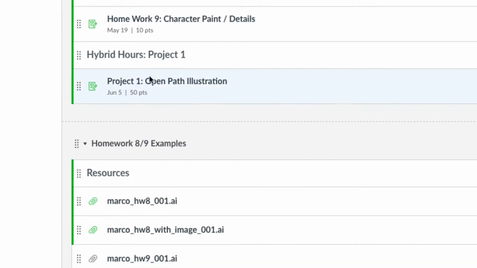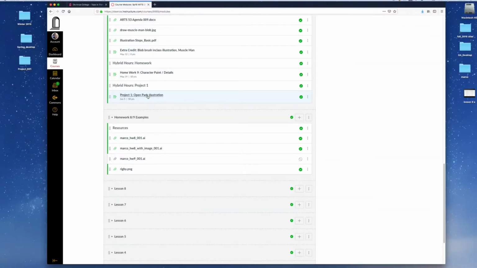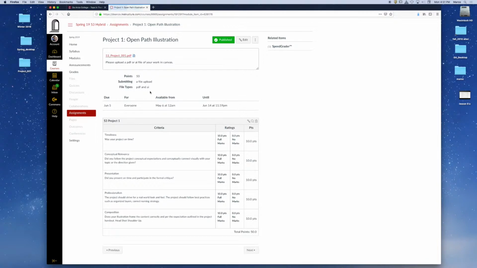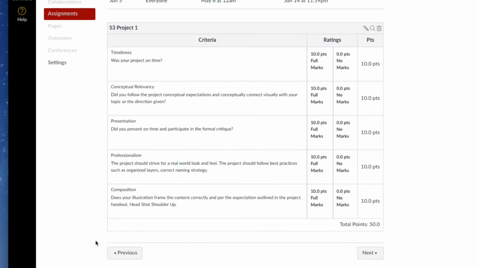All right, I want to go over our Project 1 outline. Project 1 is worth 50 points. I'm going to click on this, and I want you to see that there's a rubric tied to this. The rubric are the expectations for the project. You'll notice that the rubric is broken down into 5 categories worth 10 points each. If you fulfill the requirement, you'll get 10 points. If you don't fulfill the requirement, it will affect your grade.